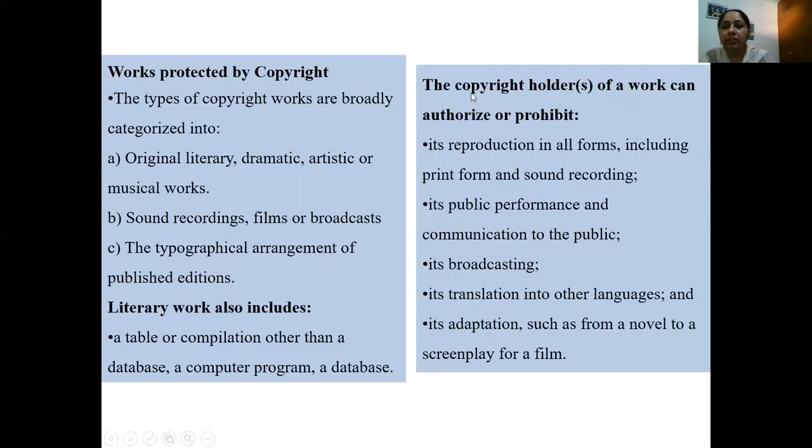On the right side, I have written that the copyright holder of the work can authorize or prohibit its reproduction in all forms, including print form or sound recording, that is, you are making duplicate CDs and selling in the market without having the copyright consent from the owner. You cannot broadcast it. You cannot translate it into other languages. You cannot adapt it or modify it in the form of a novel or screenplay without getting the copyright permission from the owner. So that is the important point.